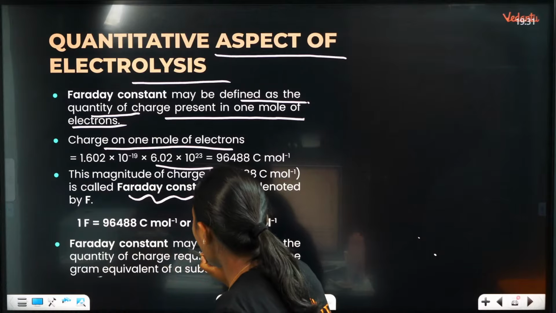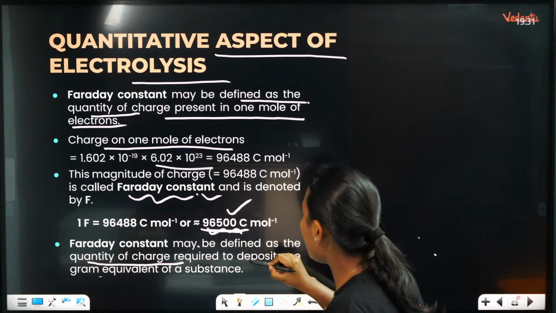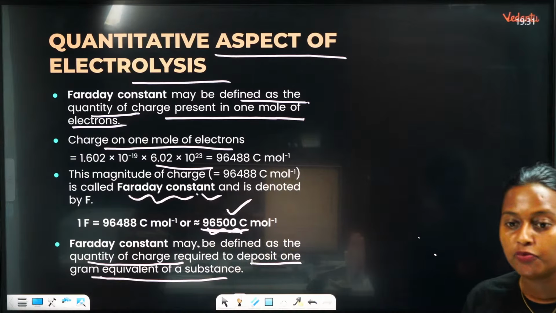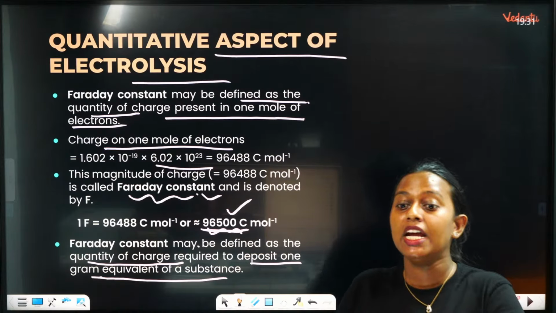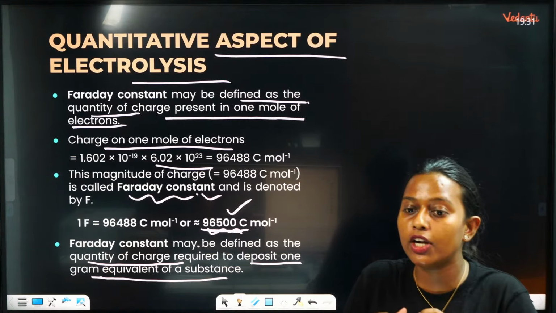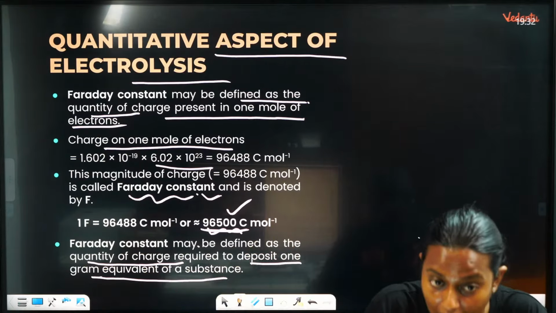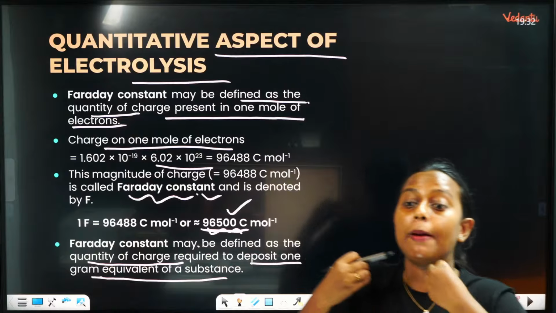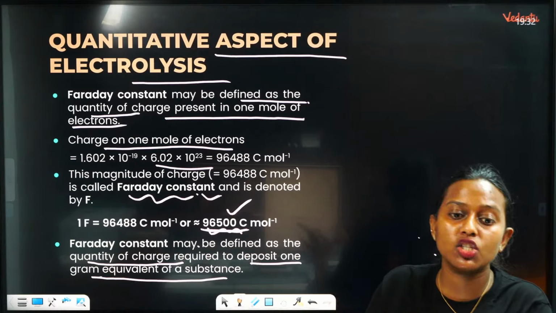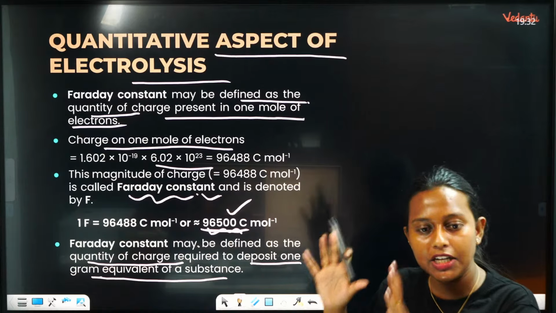Then Faraday's constant may be defined as the quantity of charge required to deposit 1 gram equivalent of substance. That is, the charge required to deposit 1 gram equivalent of a substance is Faraday's constant. Faraday's law I will tell you, don't worry.